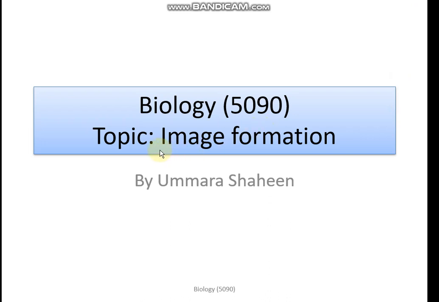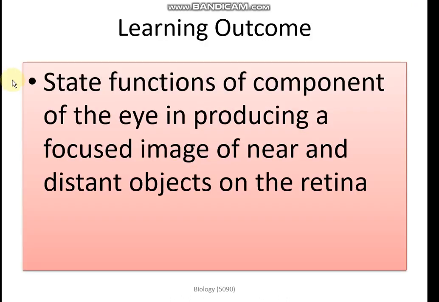Dear students, our today's topic is image formation. I am sure you all are familiar with the different components of human eye structure, and you're also familiar with their function. Today we will see how those components are involved in image formation. Let's go through the learning outcome first. Our today's learning outcome is: state the functions of components of the eye in producing a focused image of near and distant objects on retina.